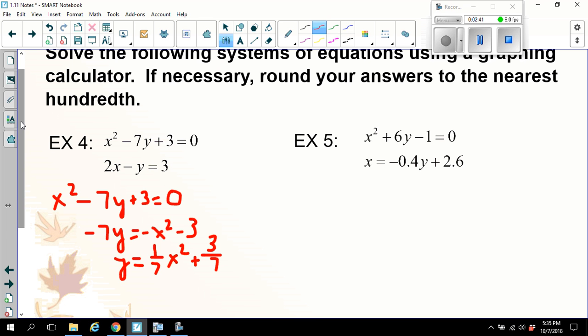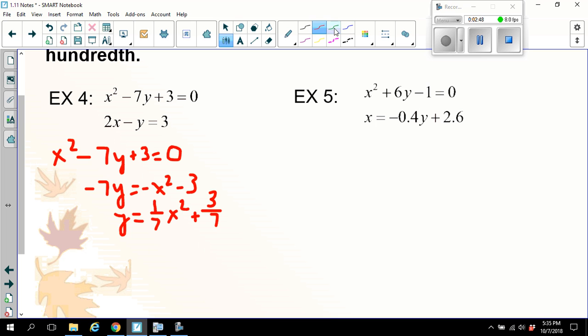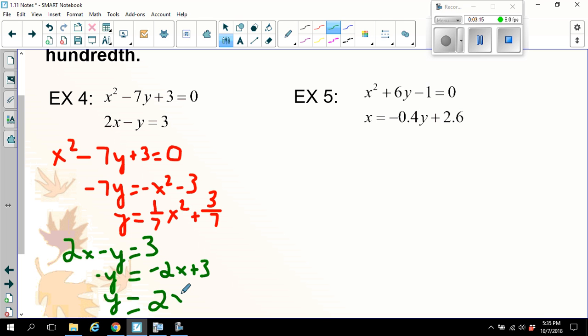Now we're going to solve for our second equation. What I'm going to do is move the 2x over. So I'll change colors for this. We have 2x minus y equals 3. I'm going to move the 2x over, so now we have negative y equals negative 2x plus 3. And remember, we can't have a negative y, so we will either have to multiply or divide by negative 1. Both will get us to the same answer. So we have y equals positive 2x minus 3.